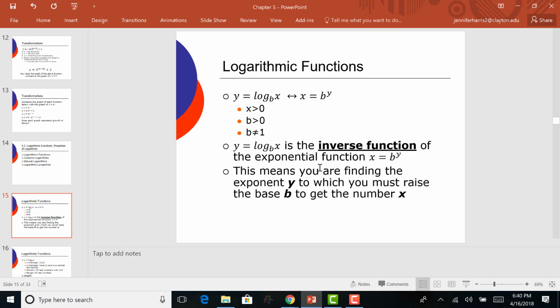So here is step 3. Rewrite in log form using the circle or the arrows, whatever you want to call it, using the circle method.